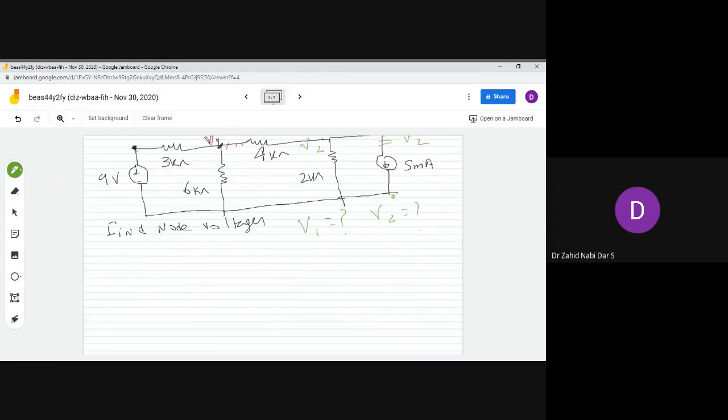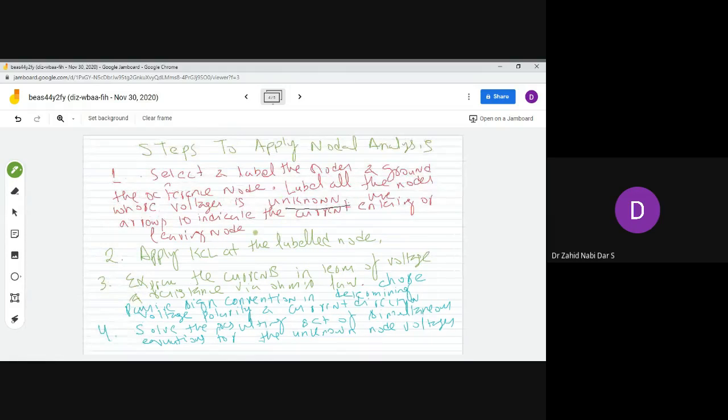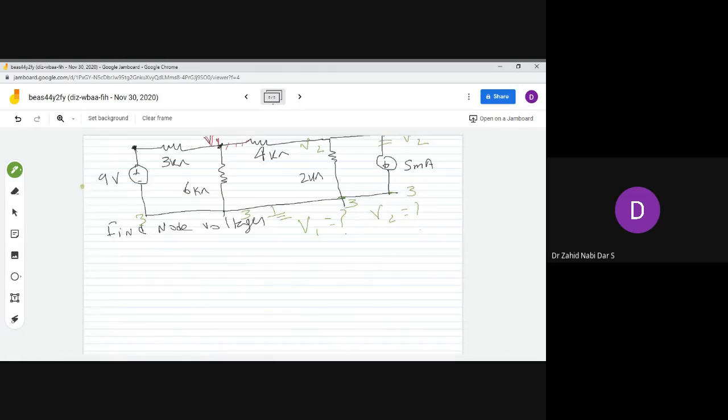From here I have the third point. Let this be point 3, which moves here, here and here. This is my reference point, so I have to ground this reference point. Select and label the nodes and ground the reference node. This I have done, but initially label all the nodes whose voltage is unknown. Now the arrows indicate the current entering or leaving the node. So I know for sure that my current would be entering this node. If my current I1 is entering V1 from this point, then the current entering should also leave.